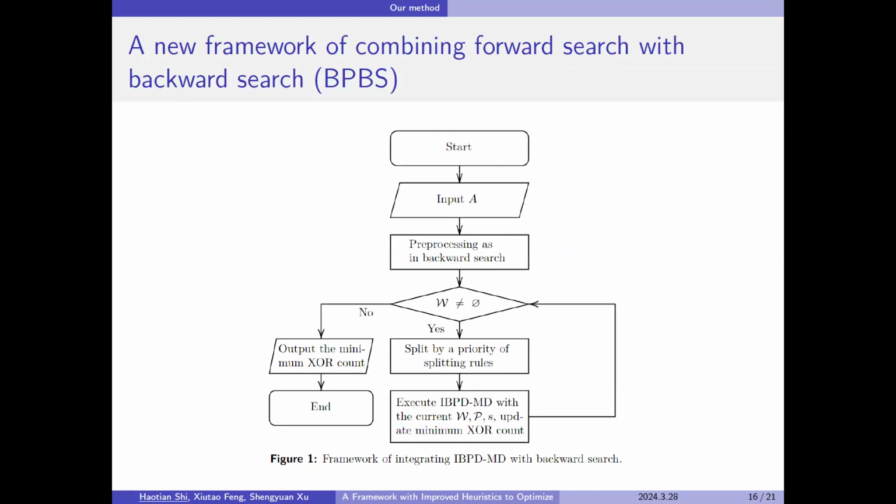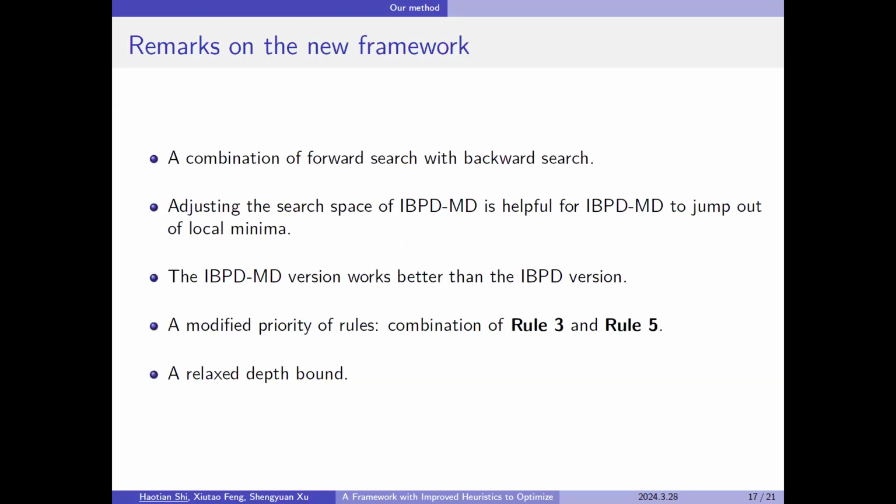Then we propose a new framework of combining forward search with backward search, named BPBS. One can say that in the backward search, the current nodes can actually be seen as the output nodes of the forward search. So after each iteration of backward search, the current nodes can be seen as the output nodes of forward search. This framework is a combination of forward search with backward search, and it actually adjusts the search space of forward search and is helpful for it to jump out of local minima.